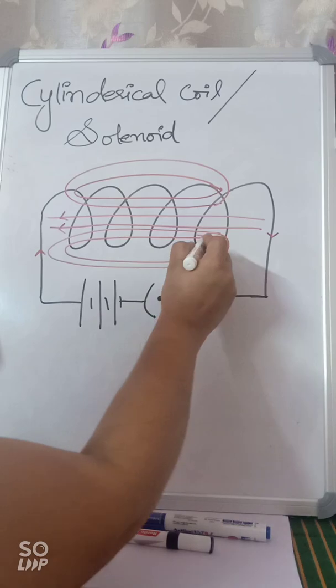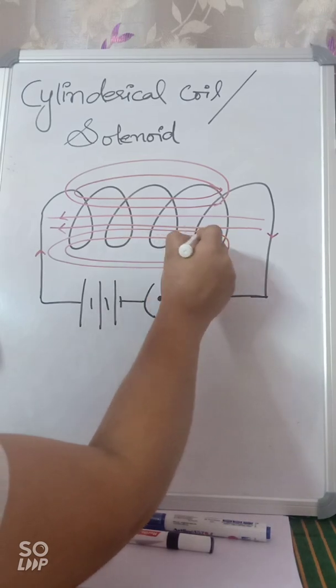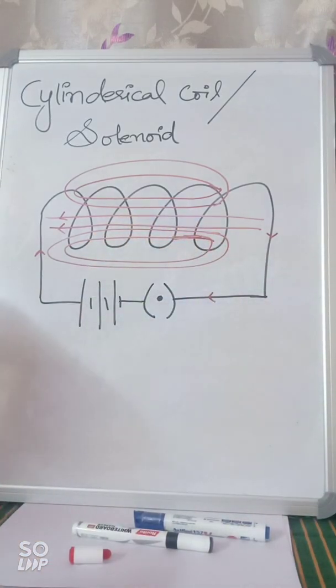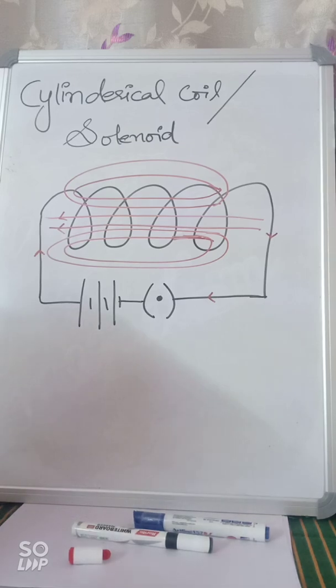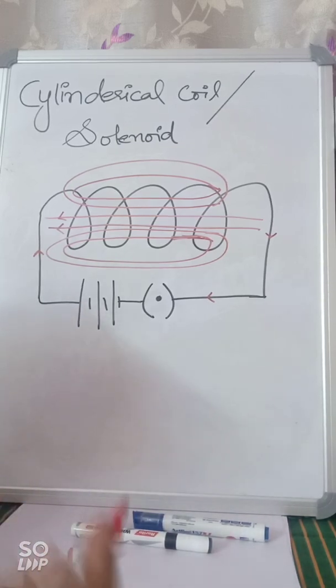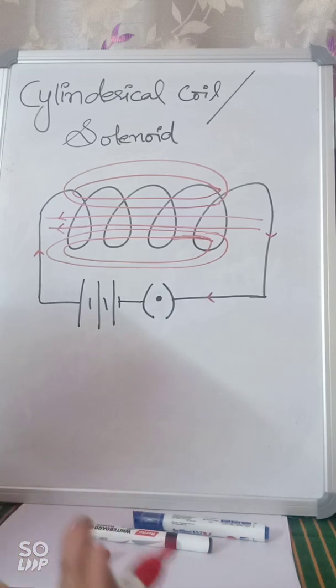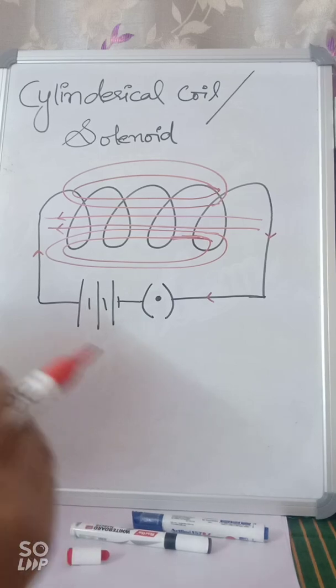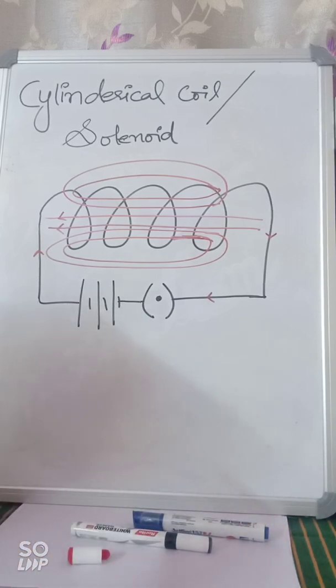For that we will be using the clock rule, right? So what is that clock rule? The clock rule is: if current is flowing in the anti-clockwise direction, then that side is going to be the north pole, and if current is flowing in the clockwise direction, the side facing you will be the south pole.